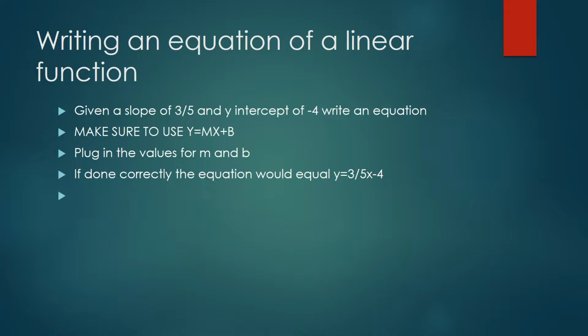When we're writing an equation, you always have to make sure to use the correct formula. The correct formula in this case is y equals mx plus b. Now, let's plug in the values for m and for b, which are the slope and the y-intercept. If done correctly, the equation would equal y equals 3 over 5x - 4.